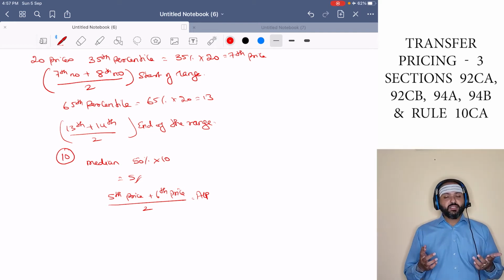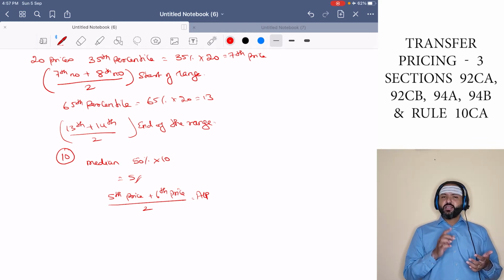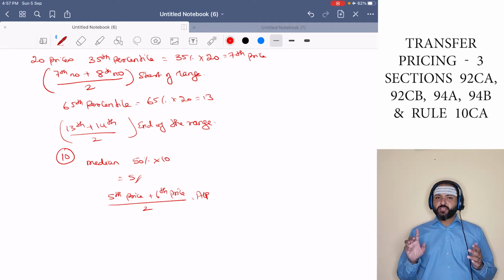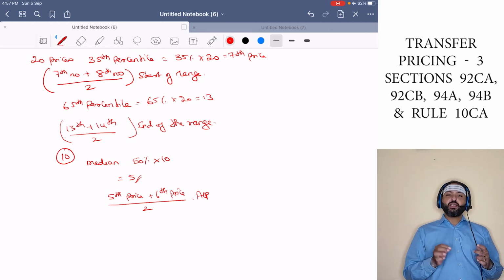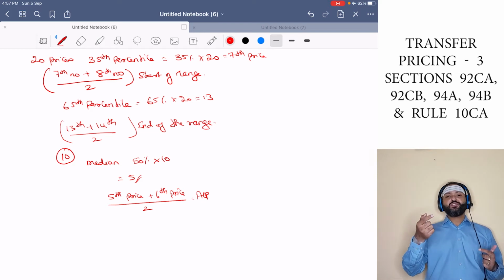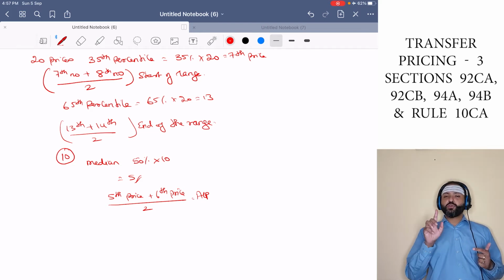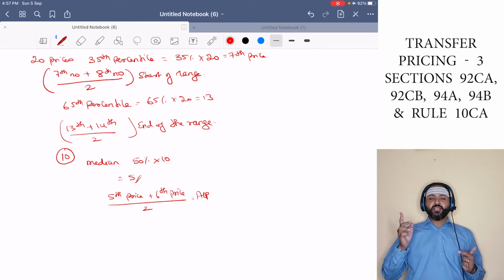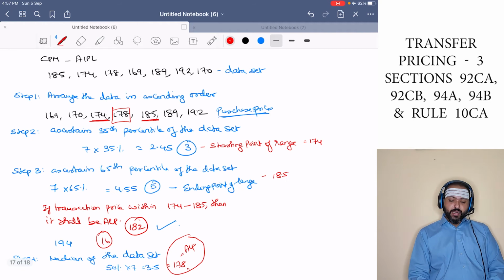So 35th percentile of what? The data set. If the data set has 9 prices or 7 prices, 9 or 7 into 35%. This will be the 35th percentile, which is the starting point of the range. Then you ascertain the 65th percentile, which will give you the ending point of the range. If the 35th and 65th percentile are not whole numbers, you get decimals. Choose the next price. For example, here we have 2.45. Correct? This 35th percentile is 2.45.